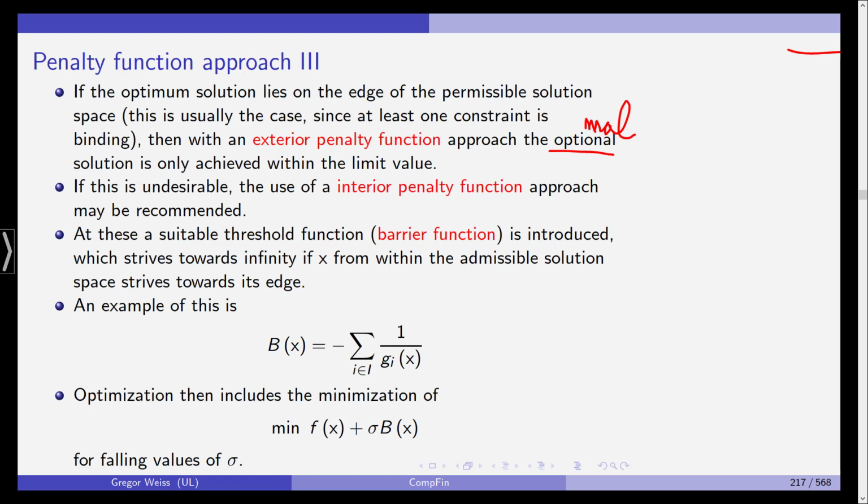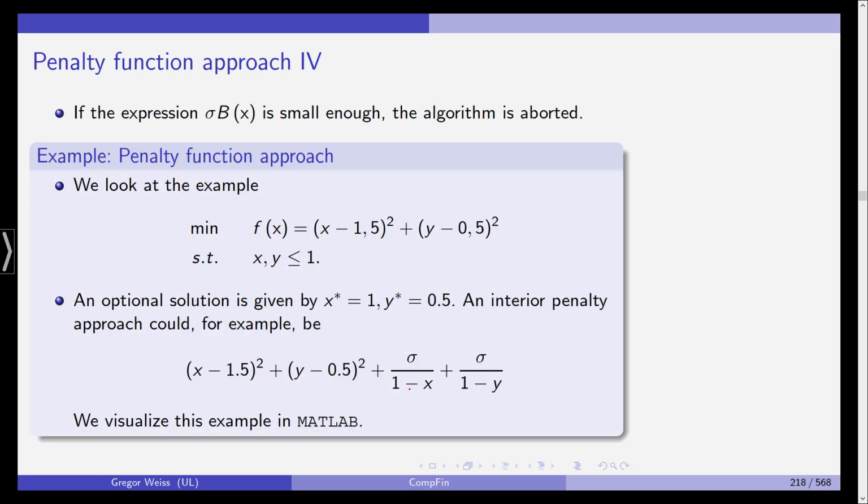To see this, we're using this example here. We have again those constraints gi. We are defining the function b as the sum of 1 over gi, and then we optimize by minimizing f of x plus sigma times this penalty function, but not for increasing values of sigma, but now for decreasing values of sigma. So let's see how this is done in Matlab.